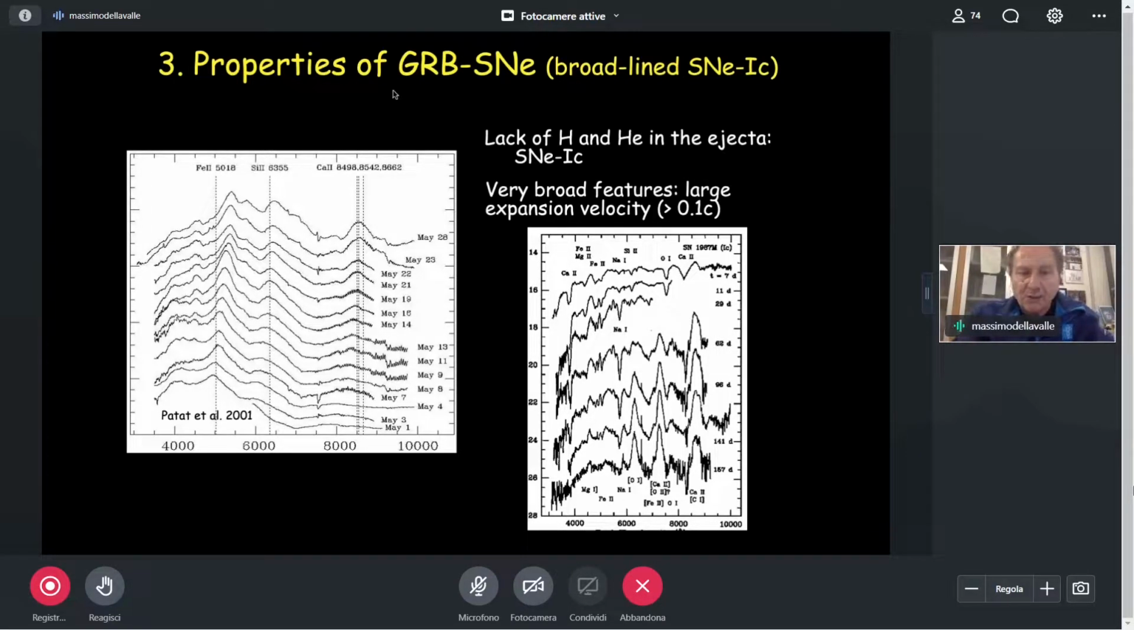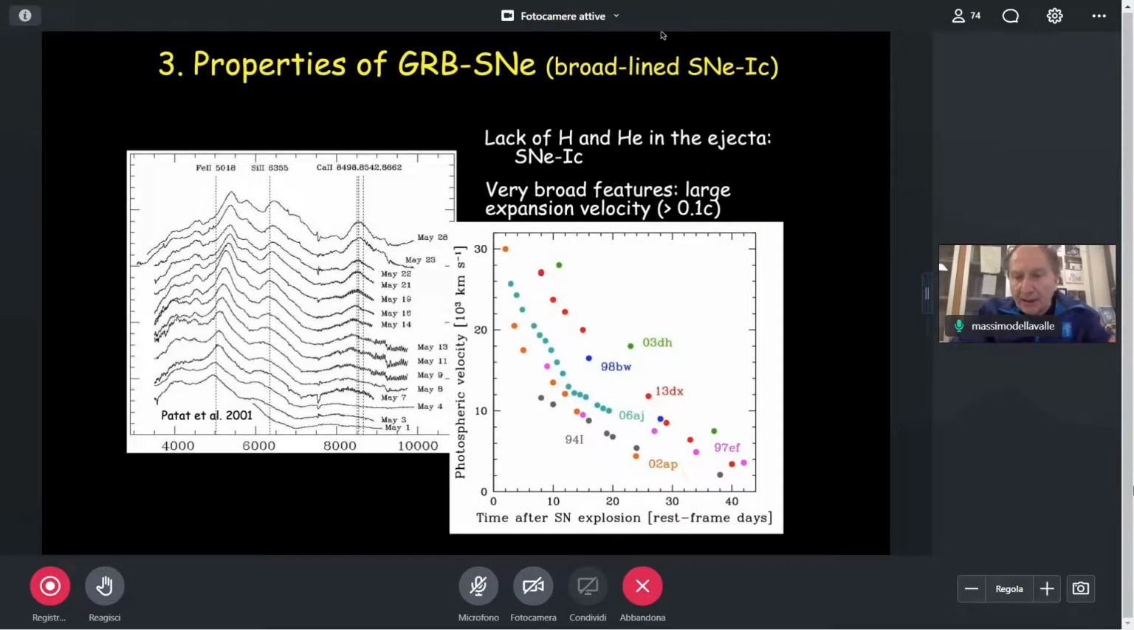And the spectroscopic features: if you compare with the right side, which is a standard core collapse or type II supernova, you see on the left side very, very broad expansion velocities. You can measure that with simple spectroscopic observation, taking advantage of the Doppler effect, and you see 30,000 kilometers per second.